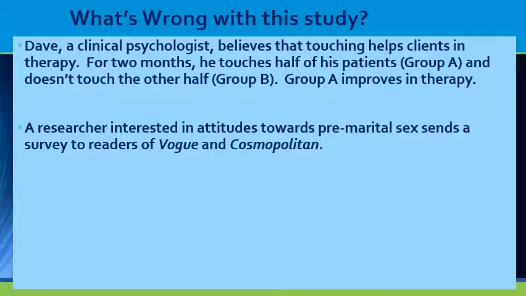A researcher interested in attitudes toward premarital sex sends a survey to readers of Vogue and Cosmopolitan. Why would you pick readers of Vogue and Cosmopolitan? If you choose those two groups, you might get a different set of responses than if you chose readers of, I don't know, say, the National Review, the Inquirer, the Biblical Recorder, which is actually a magazine popular among Southern Baptists.